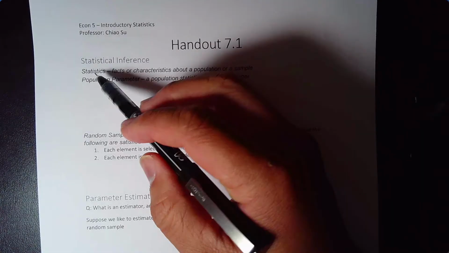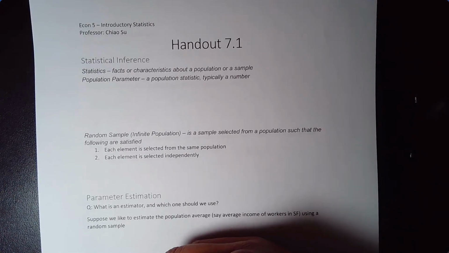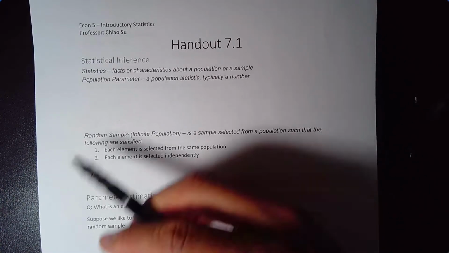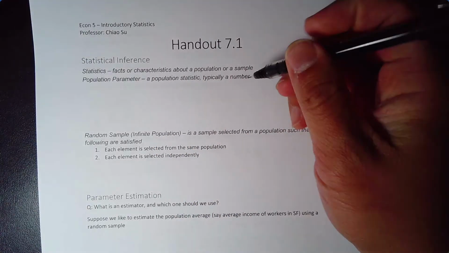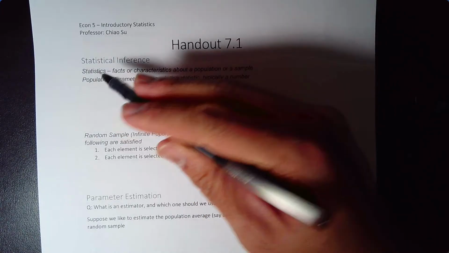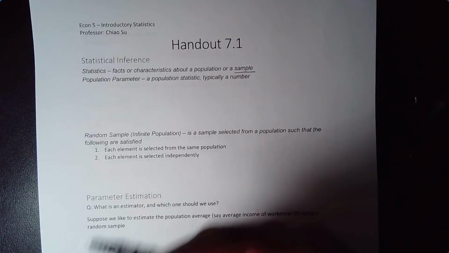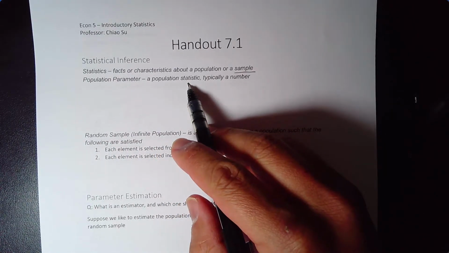Statistical inference is using sample statistics to make inference about the general population. Statistics is facts or characteristics about a population or a sample. Now, the great majority of the time, when we say statistics, we will be talking about sample statistics. A population parameter is simply a population statistic, typically a number.